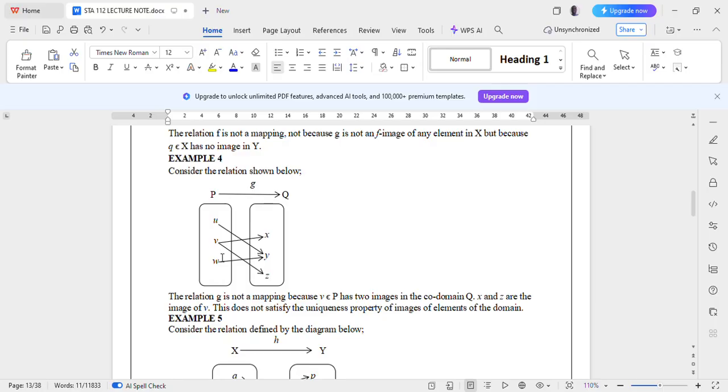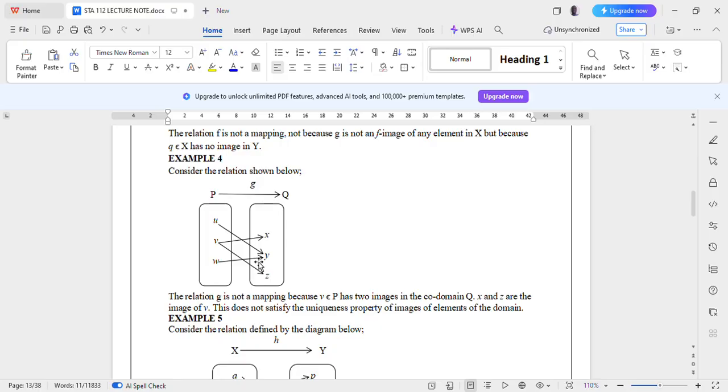So this one has two images here. It's not possible. So it's not a mapping because P has two images in the codomain, X and Y are the images of P. So this does not satisfy the uniqueness property of images of elements in the domain. It doesn't satisfy the property at all. So it's not possible for P to have two images.